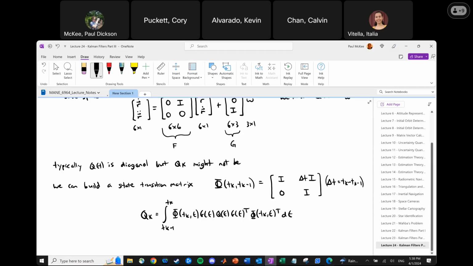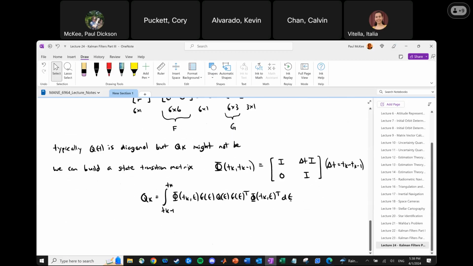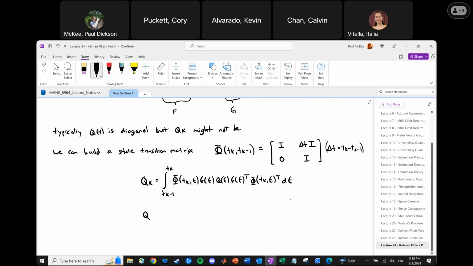Well, first thing is Q of T is the identity matrix times some standard deviation squared, right? So we can factor that out. So essentially we could say, okay, Qk is sigma omega squared times the integral from tk minus 1 to tk of phi tk and epsilon, g of epsilon, Q is gone, right? g of epsilon transpose, phi of tk and epsilon transpose d epsilon. Okay, now let's deal with this piece by piece.